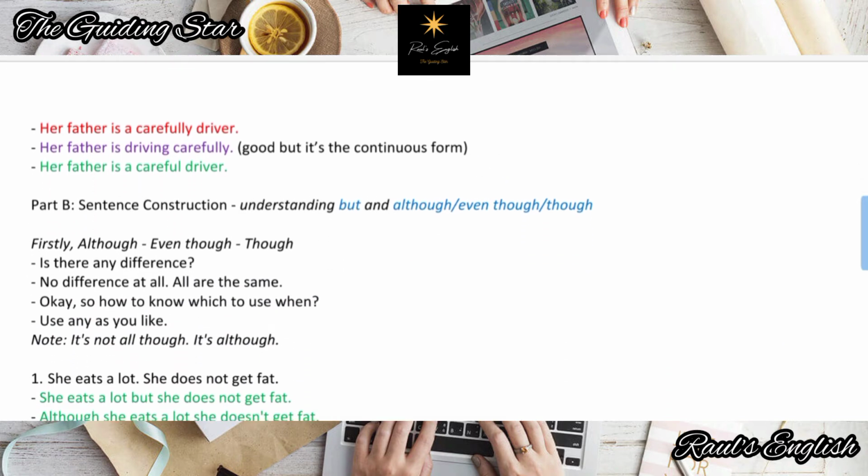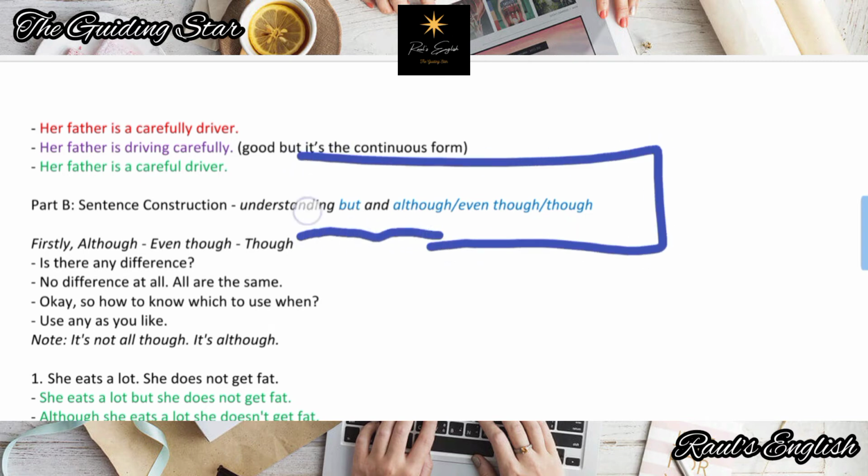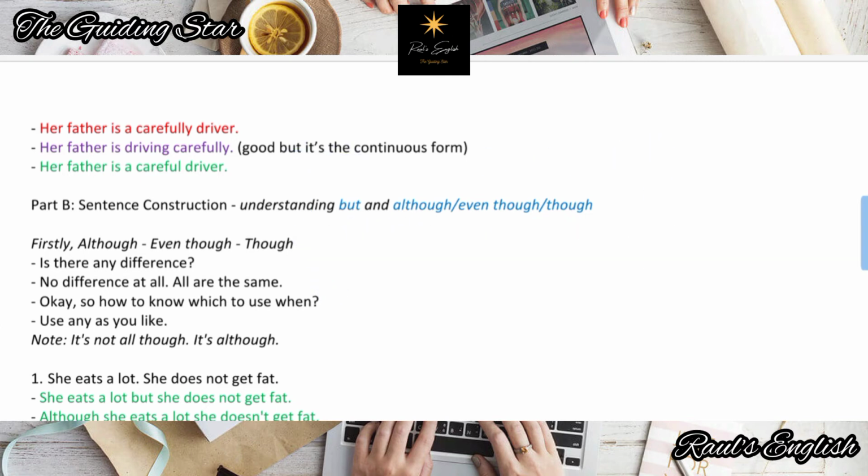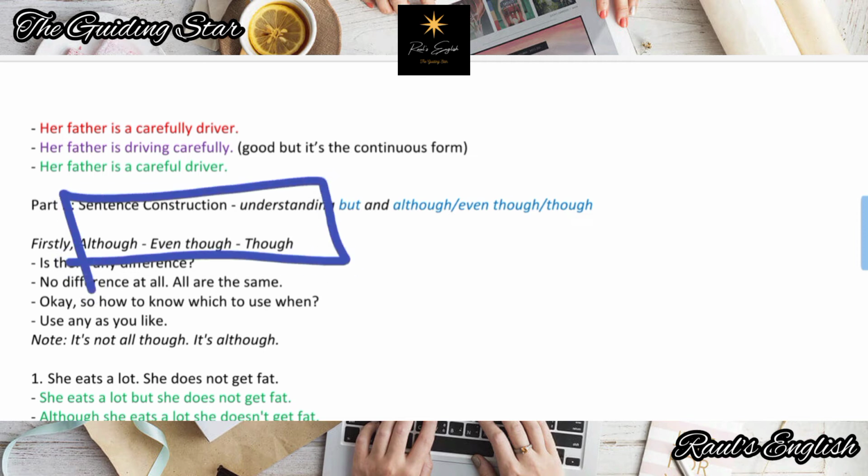Right, so part B is also sentence construction. But we will understand but, although, even though, and though. How to make sentences, how to join sentences with these, how to shorten them, how to say them out faster, how to write them faster, how to deliver the meaning to the other person quicker. Firstly, although, even though, though. Are they the same, or is there any difference? No difference at all. They're all the same.